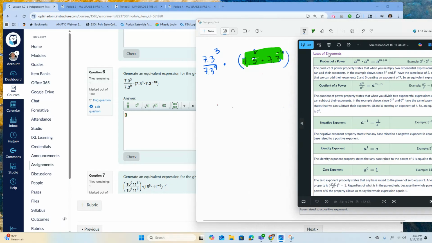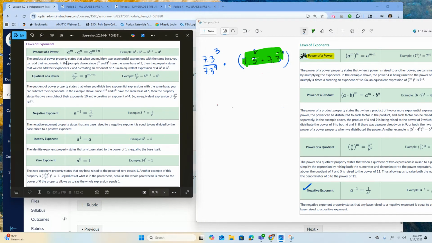The product of powers. Let me put it over here so you can see it better. Product of powers, which basically says when you are multiplying powers with the same base, you're going to keep the base. I'm going to keep the 7.3. And what I'm going to do is add the exponents of the bases that are the same. So 8 plus negative 10, do it in the calculator if you have to, is negative 2. So I got rid of the parentheses.